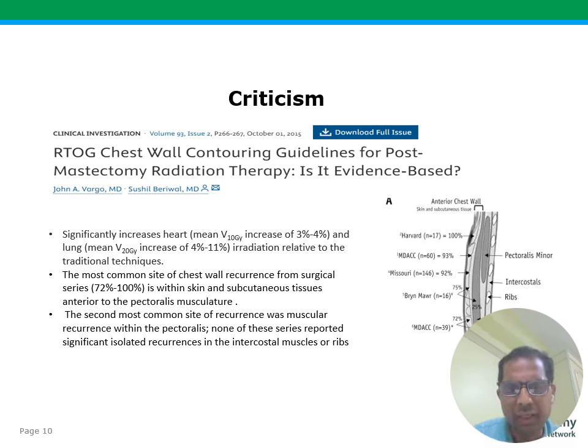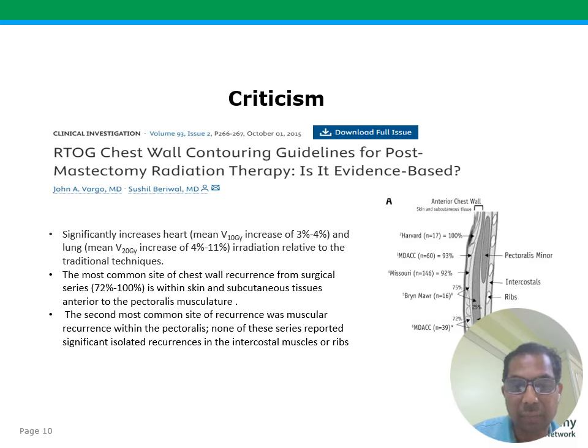And like EORTC, the majority of recurrences were in skin and subcutaneous tissue. But there were about 15 to 30% recurrences which were seen in between pec muscle or involving pec muscle. There was no recurrence rate in intercostal muscle ribs. So we suggested that the RTOG atlas is a bit too much.